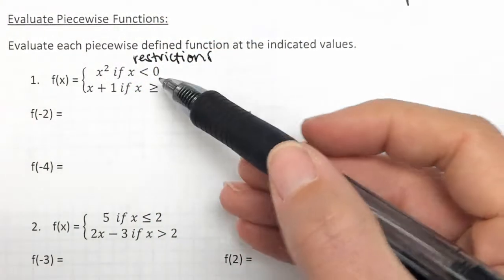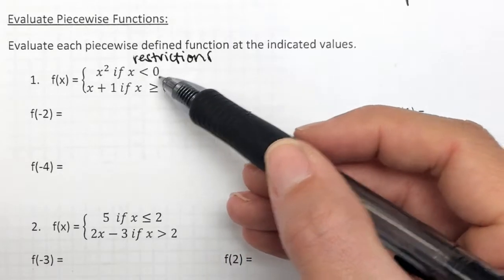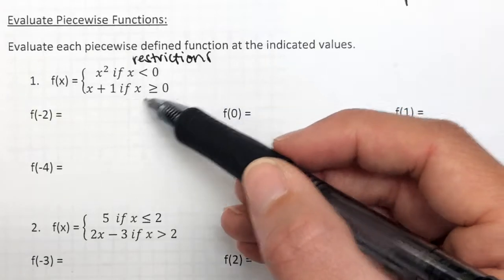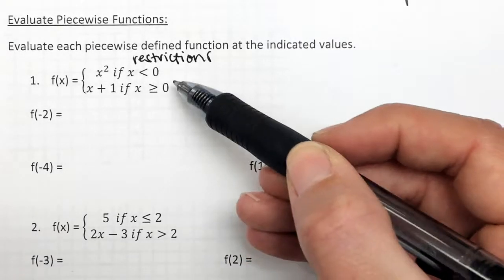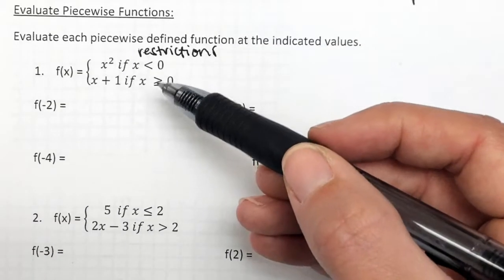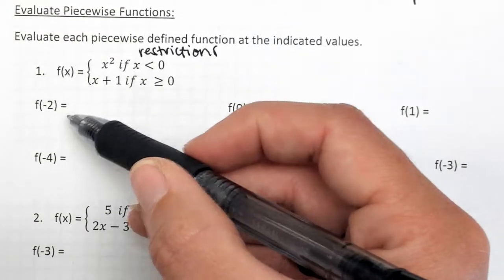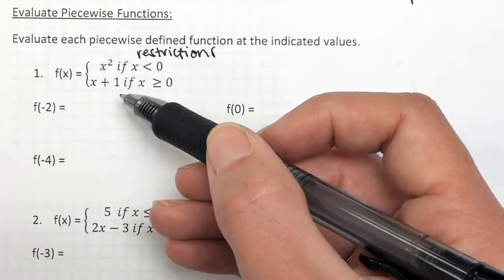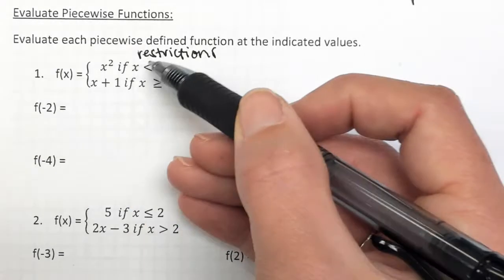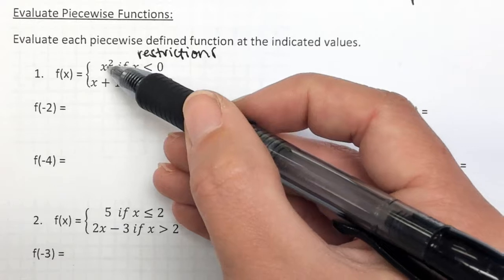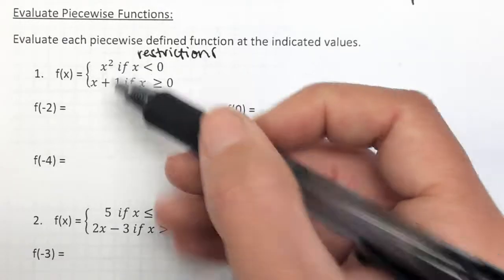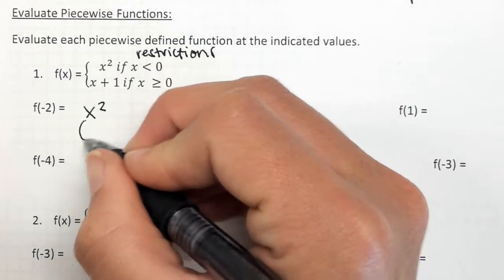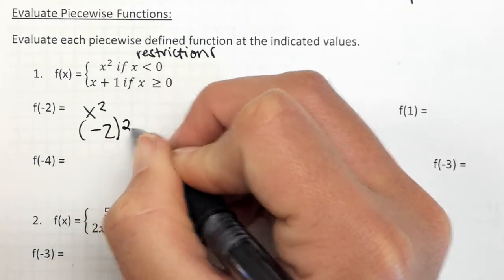So for this piece, we're only talking about where x is less than 0, and name some numbers that would contain. -1, -2. This one we're only talking about when x is greater than or equal to 0, like 0, 1, 2, and 3. So when it says f of -2, it wants you to plug it in to which piece? The top one, because -2 is less than 0, correct? Yes. So the function that is dealing with this restriction is x squared, and they want us to replace what with x squared? -2. Very good. So -2 squared is what?